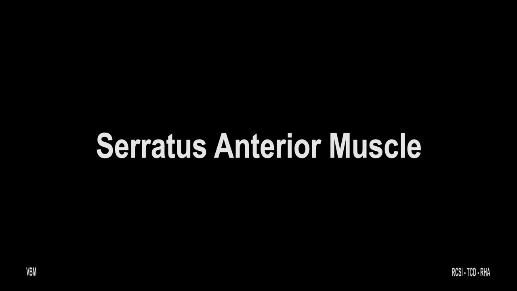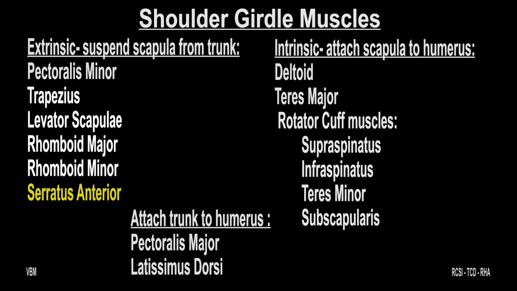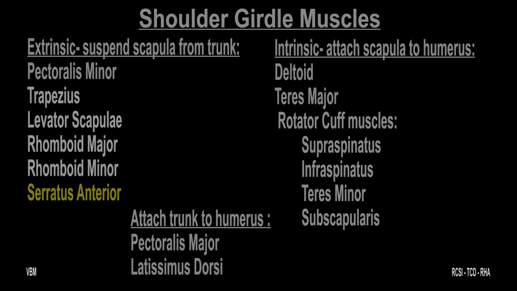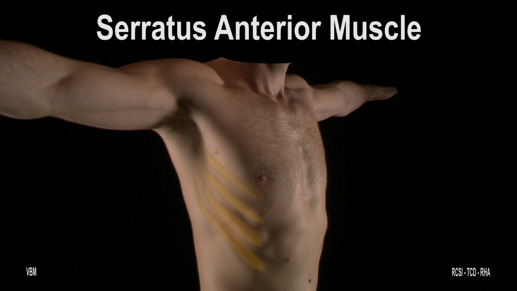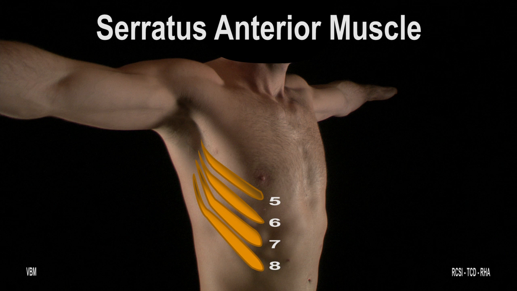Serratus anterior muscle. The serratus anterior muscle suspends the scapula from the trunk. The serratus anterior muscle arises from the upper 8 ribs. It inserts into the inner medial border of the scapula. The serratus anterior muscle laterally rotates and protracts the scapula.